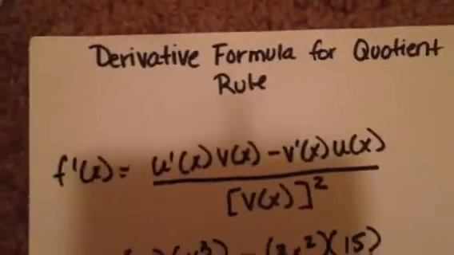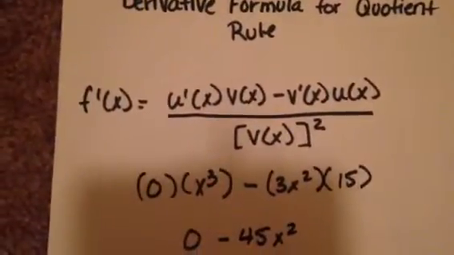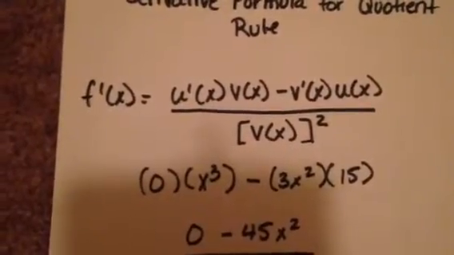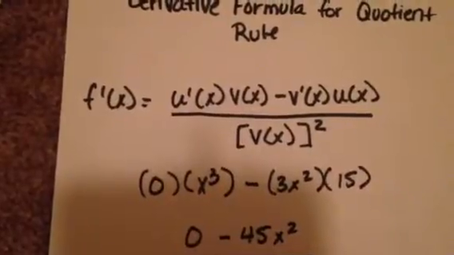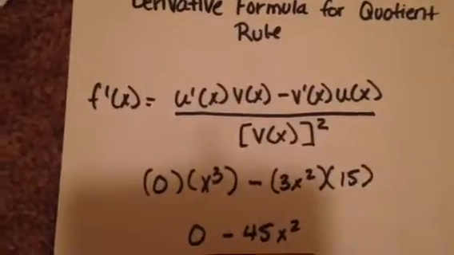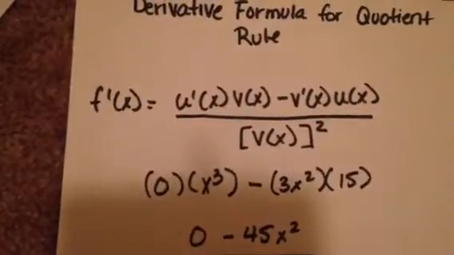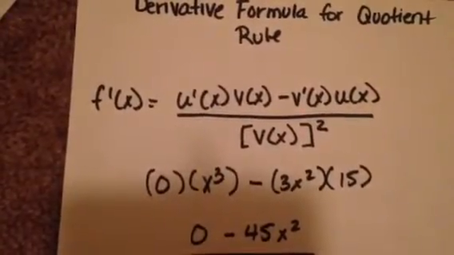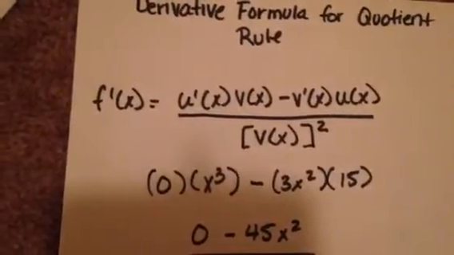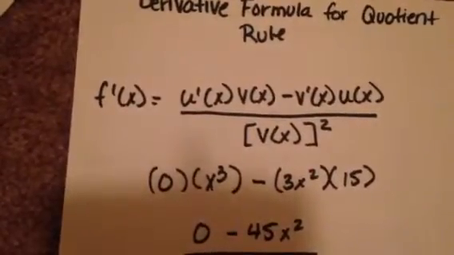We always have to keep our formula in mind, and we plug in our numerator. So our u prime is 0, our v, which is in our original equation, is x cubed, minus v prime, which is 3x squared, and our u of x is 15. So, being that we plugged in our numerator, 0 times x cubed is 0, 3x squared times 15 is 45x squared. So we bring everything down, and now we have 0 minus 45x squared in our numerator.